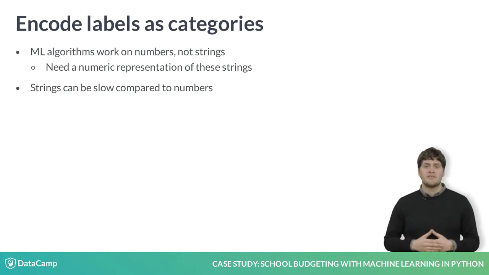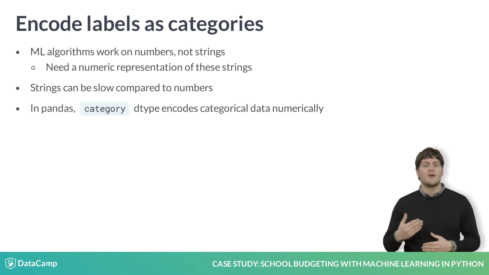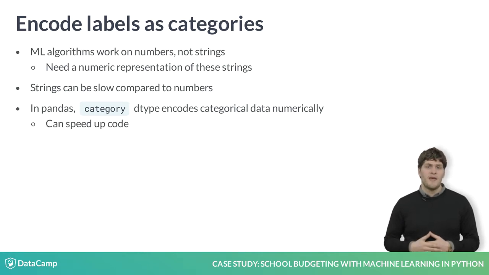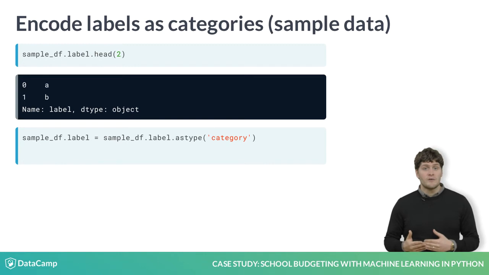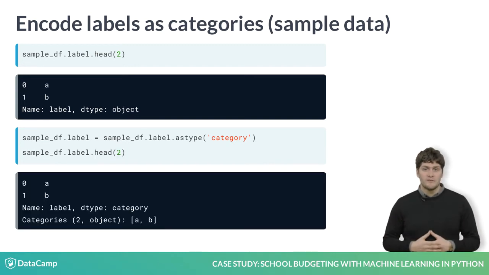In pandas, there's a special data type called category that encodes our categorical data numerically. And because of this numerical encoding, it can help speed up our code. In pandas, we can call the astype function with the string category to change a column's type from object to category. Here are two rows from the label column in the sample data frame. When the data is loaded, pandas assumes that these variables are strings, so the dtype is object. By calling astype category, we are returned a categorical variable.